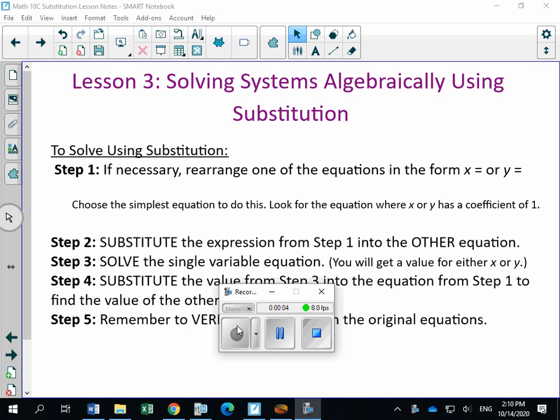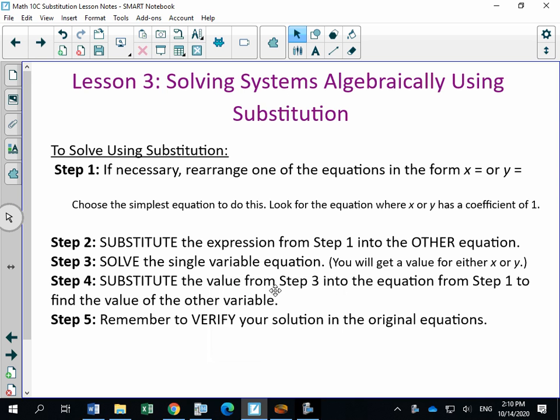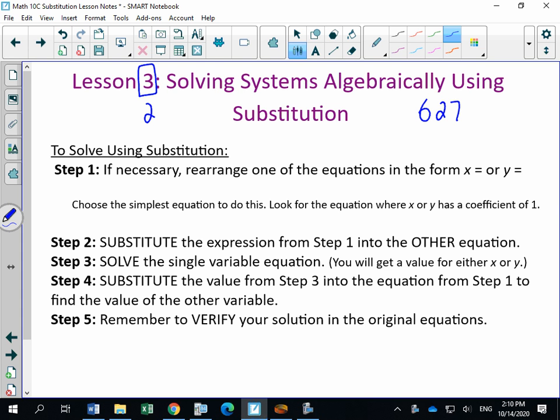Okay, this video is going to be on lesson 3, and lesson 3 is solving a system algebraically using substitution. I don't like the class examples in the workbook for this, so you'll need my note package for this lesson, and this does correspond to page 627 in your workbook. It might say lesson 2 on your note package, but this is actually going to be lesson 3. We're going to skip lesson 2 and we will come back to that.